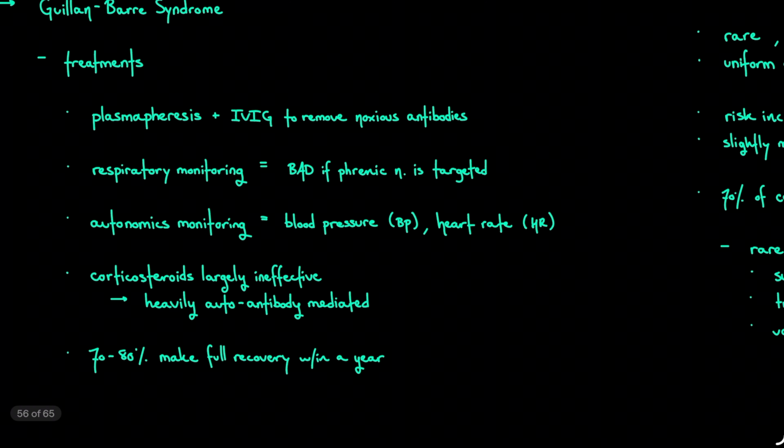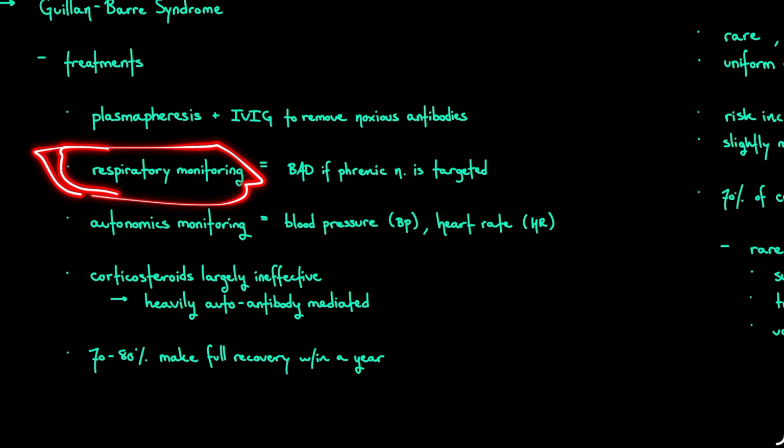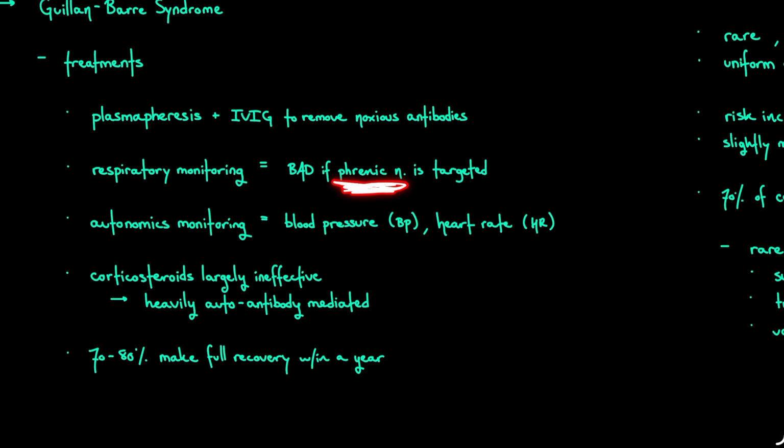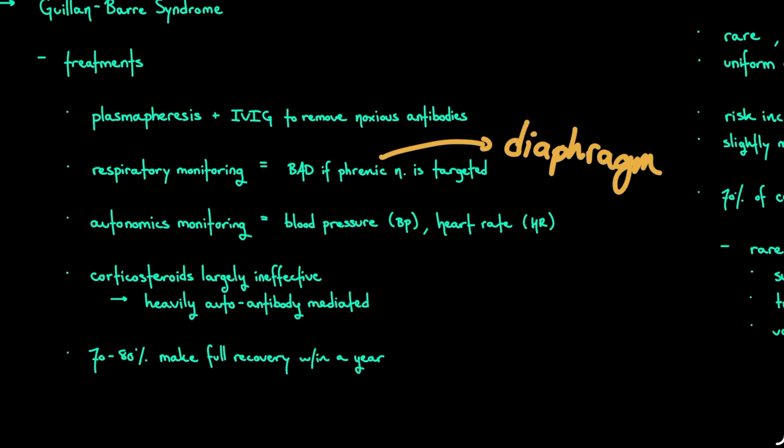We need to monitor the respiratory patterns here. If the phrenic nerve is one of the nerves targeted peripherally, that is really, really bad. The phrenic nerve innervates your diaphragm. You're not breathing without proper diaphragmatic contraction. So that's very, very bad. Definitely know that relationship there.